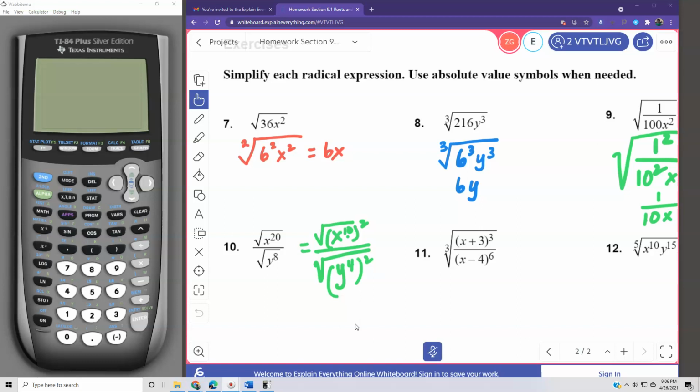And you're probably wondering, how did I come up with them so quickly? Well, I know that 20 has the factors of 10 and 2. And I know that if I want to get the square root of x to the 10th raised to the 2nd power, it's going to be x to the 10th. Okay. And if I want to get the square root of y to the 8th, I know that it's going to be 4 raised to the 2nd power. And like the 2 cancels with that, so you're going to have y to the 4th power.